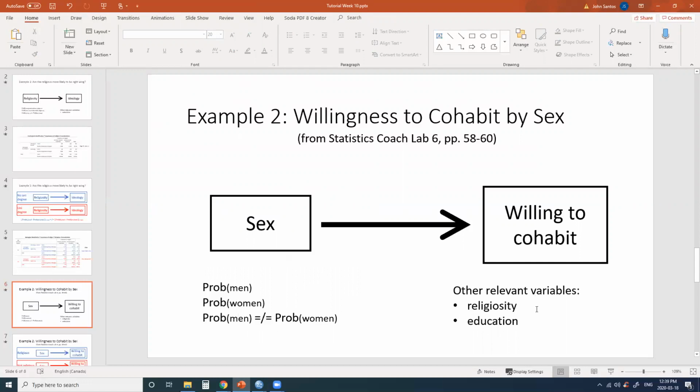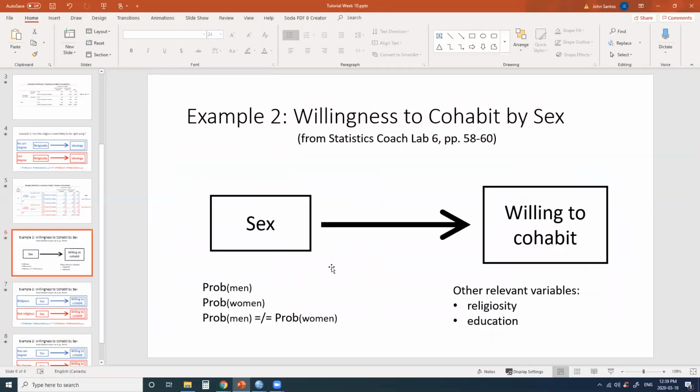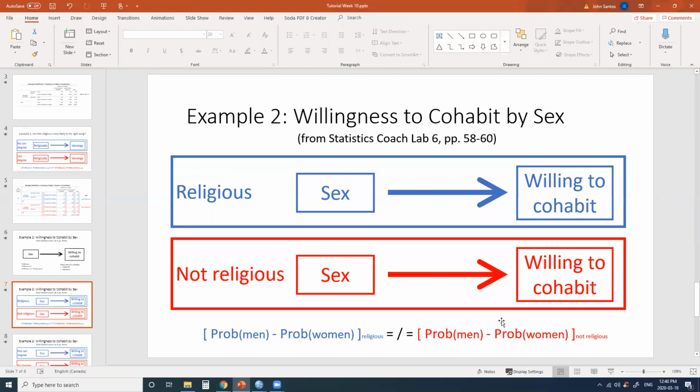There's other relevant variables, and I came up with two here. One is religiosity, and another one is education. And the religiosity one is actually the one that the Stats Coach exercise works through. And so what does this look like in terms of a causal diagram? Well, we know that there's a difference in probabilities between men and women in terms of willingness to cohabit. Well, what we're saying is that the difference in probabilities between the sexes is different depending on whether or not somebody is religiously observant or not religiously observant, right?